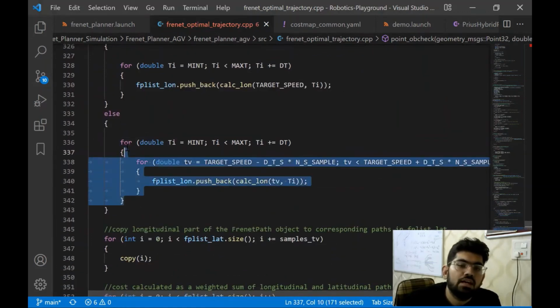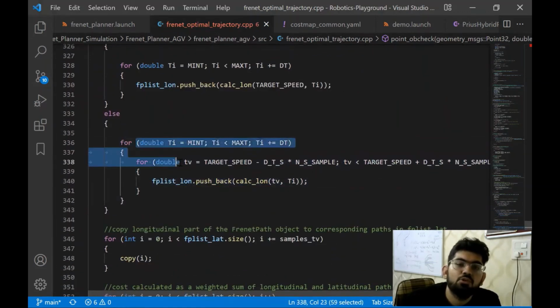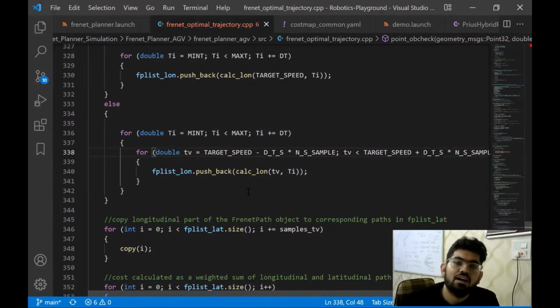Similarly, we do this for the S coordinate as well, where we have two nested for loops. The first varies the time t and the second varies the target speed. Now let us have a look at how these S and D polynomials are generated.